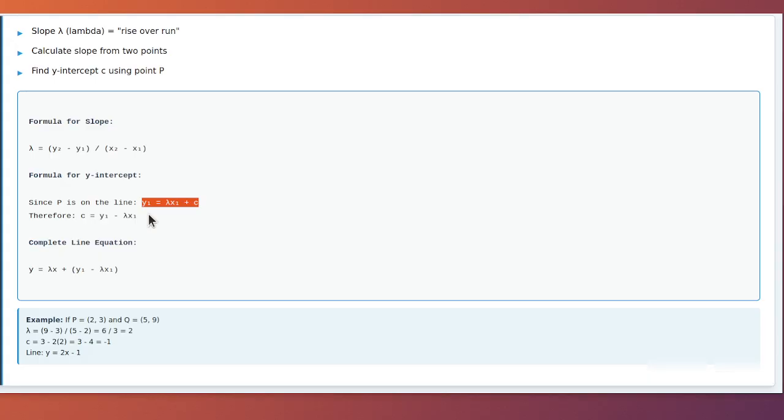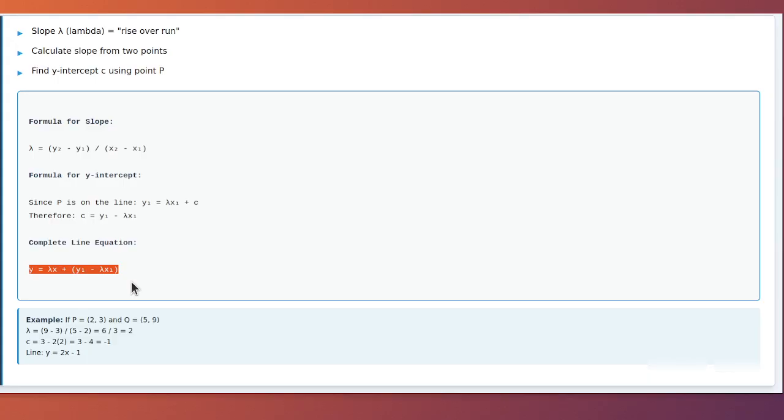We get c equals y sub 1 minus lambda times x sub 1. So, our complete line equation is y equals lambda x plus, in parentheses, y sub 1 minus lambda times x sub 1.